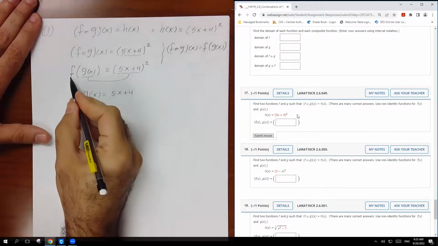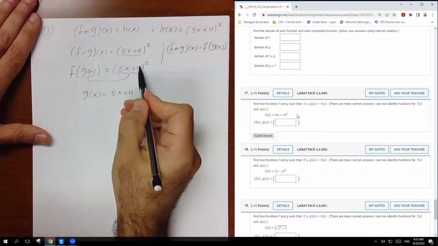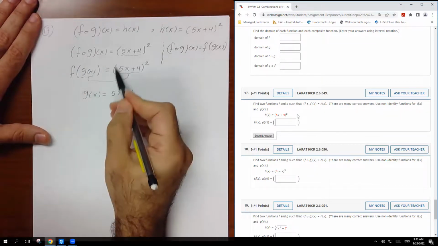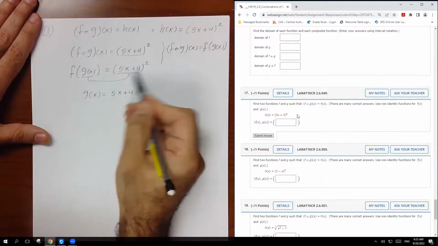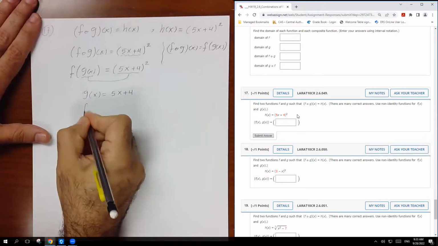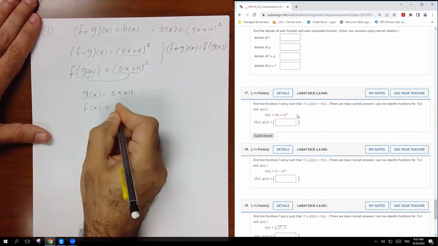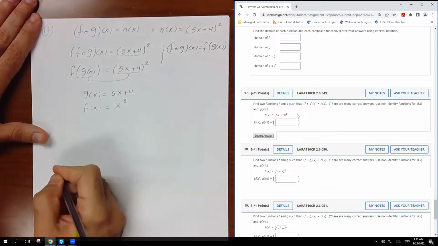Now we need to find f of x. I'm going to just plug in, instead of this one, a big x. So it's going to be x squared. This means f of x is going to be x squared. That's it.